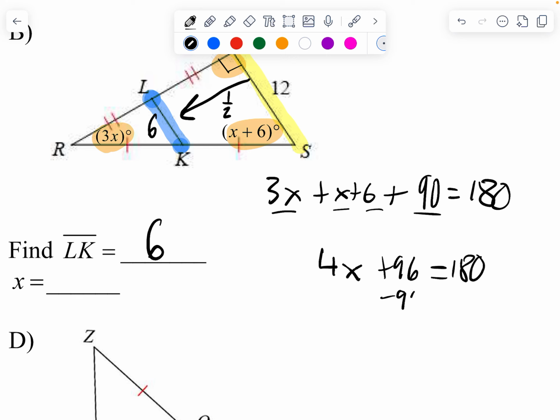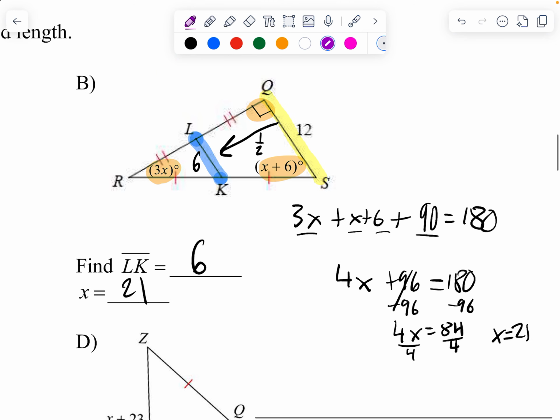So we're going to subtract 96 and move that over. We get 4x equals 84, I believe. Then we just finish it out: divide by 4, undo that multiplication with division, and we get x equaling the illustrious number of 21, it looks like. There we go. And now just double check your answer. If I plug 21 in, 3 times 21 is 63, positive number.